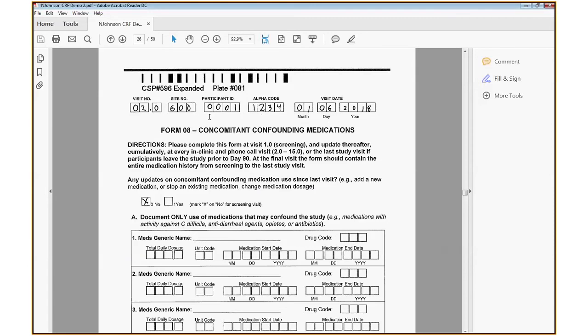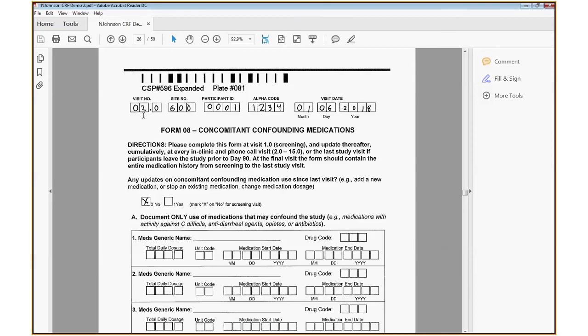Now, Form 8, concomitant medication, is a form that you've already seen, but there are some changes on this. This needs to be completed at all visits and uploaded. That way we can count that there has been a visit happening when there is a call. So even if there is no change, you still want to complete this form at each visit and resubmit it.